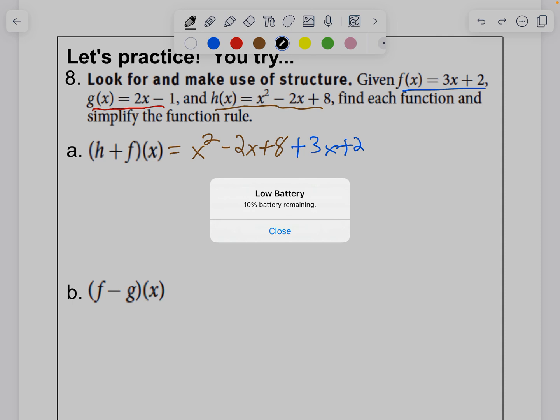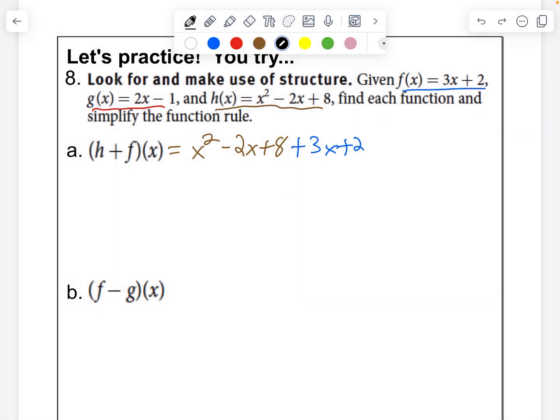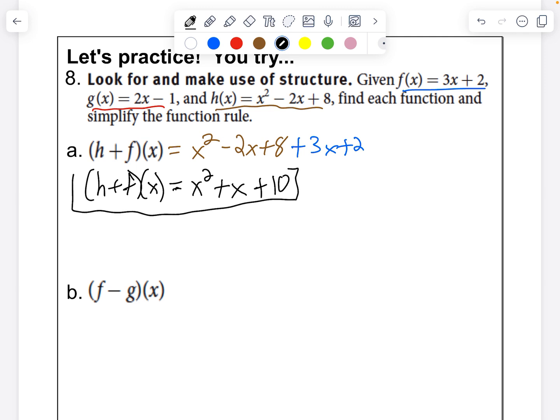All right, so we get h plus f of x equals, and now all we're doing is combining like terms. X squared doesn't have any like terms, so it's by itself. Then I get negative 2x and positive 3x. Those are like terms, so that becomes 1x. Negative 2 plus 3 is 1. And then I get the 8 and the 2 that are like terms, so that becomes plus 10. And there is my brand new function. That is the h plus f function, right? So remember, this new name is h plus f.